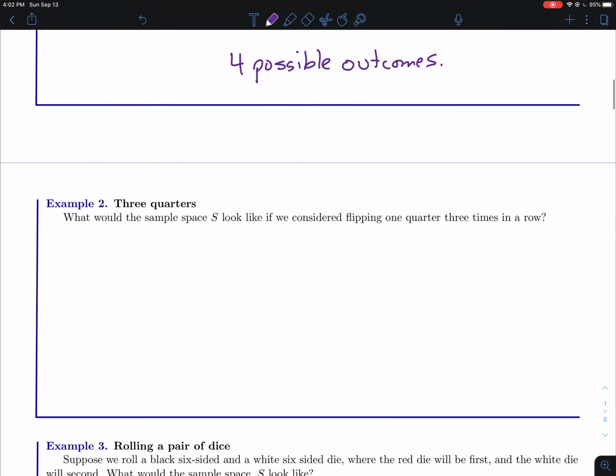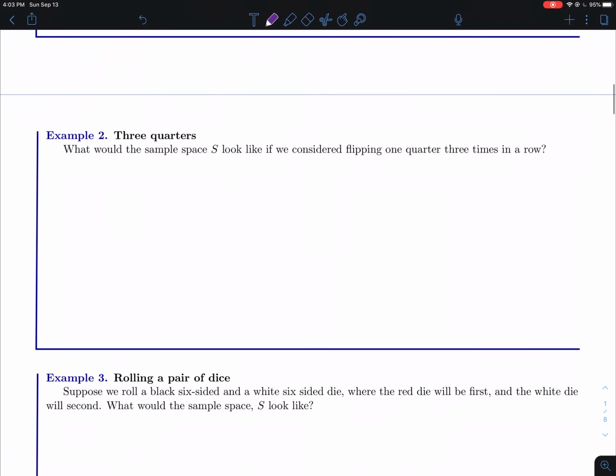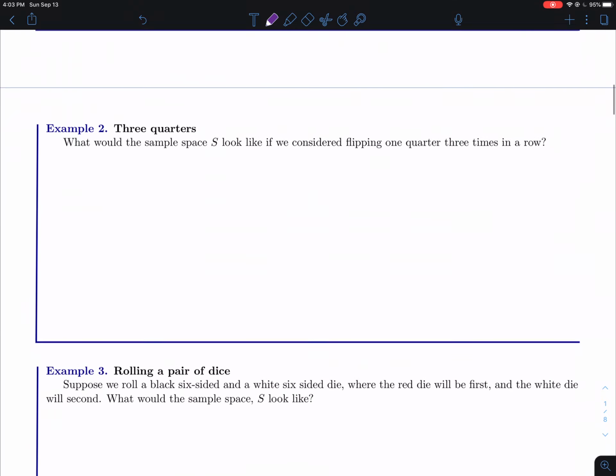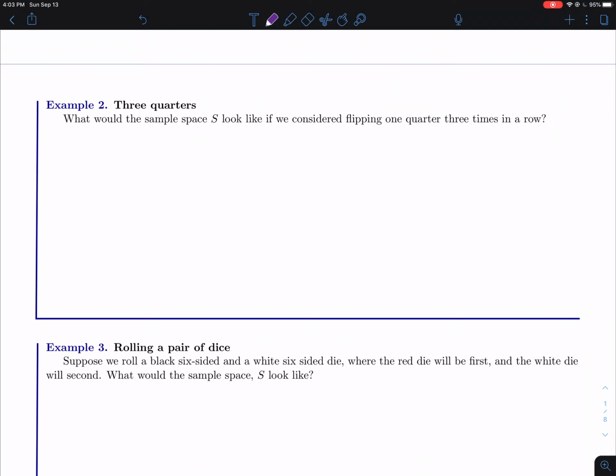All right, so what if I increase this now, and now I flip 3 coins in a row? So again, I still only have two choices. It's either heads or tails. But because I'm flipping 3 coins in a row, now I'm going to need what's called an ordered triple, in this case, to write things down. So I'm going to get first flip for the first position, second flip for the second, and then third flip for the third.